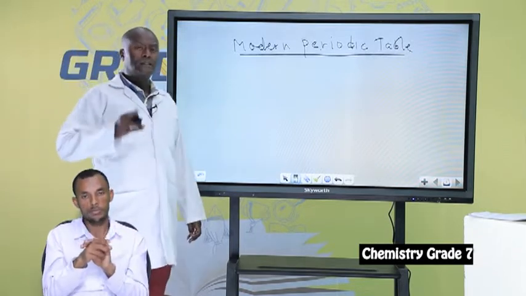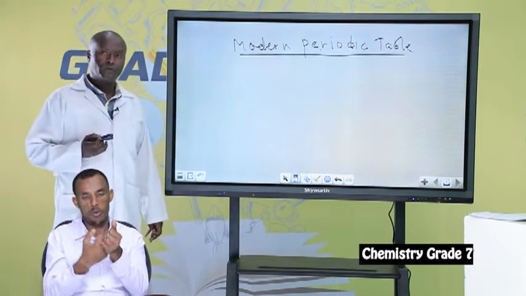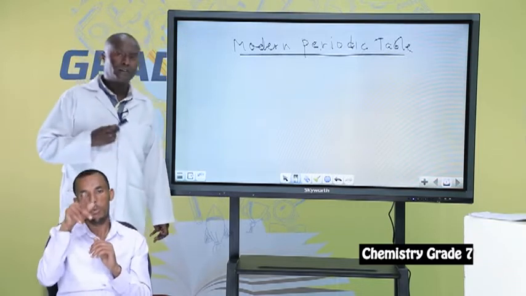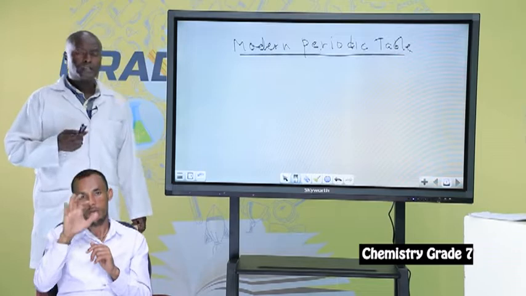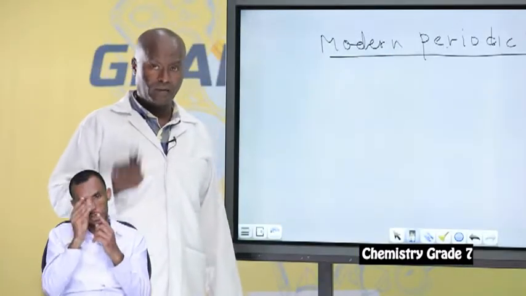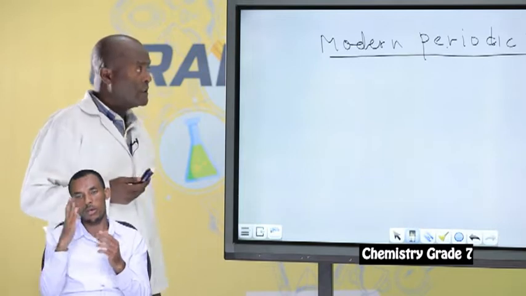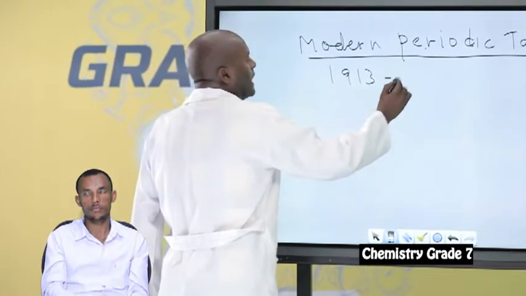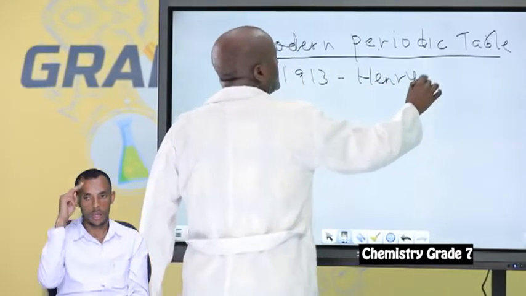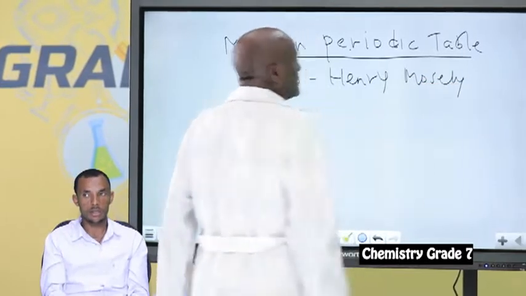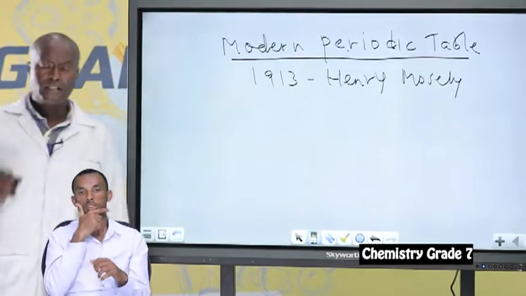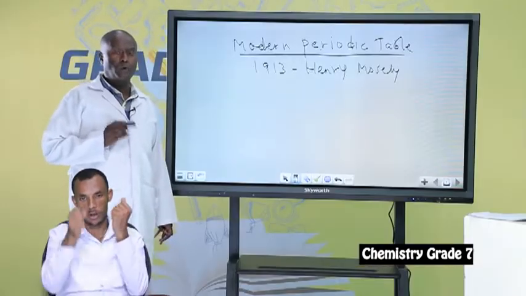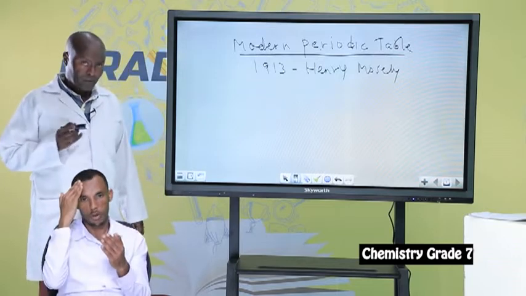For example, the wrong order of the atomic mass of some elements like argon and potassium, tellurium and iodine, and also the position of isotopes in the periodic table. So, in the year 1913, Henry Moseley, an English physicist, discovered a new property of elements. This fundamental property of elements is known as atomic number.